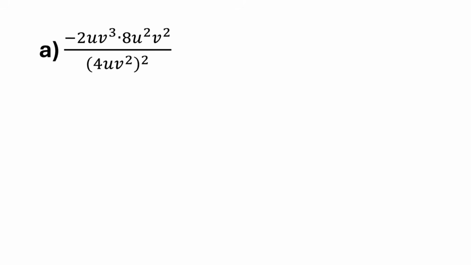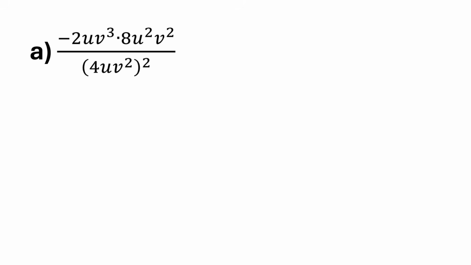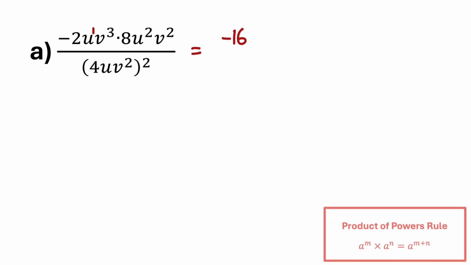Starting with a, I'll simplify the numerator. The order of the multiplication doesn't matter, so I'll look for factors that simplify together. Negative 2 times 8 is negative 16. And then I'll look for powers that have the same base. I have a u to the power of 1 being multiplied by a u to the power of 2. Using the product of powers rule, I can keep that base of u and add their exponents. 1 plus 2 is 3. And then there are also 2 powers of v being multiplied together. So I can keep the base of v and add their exponents. 3 plus 2 is 5.